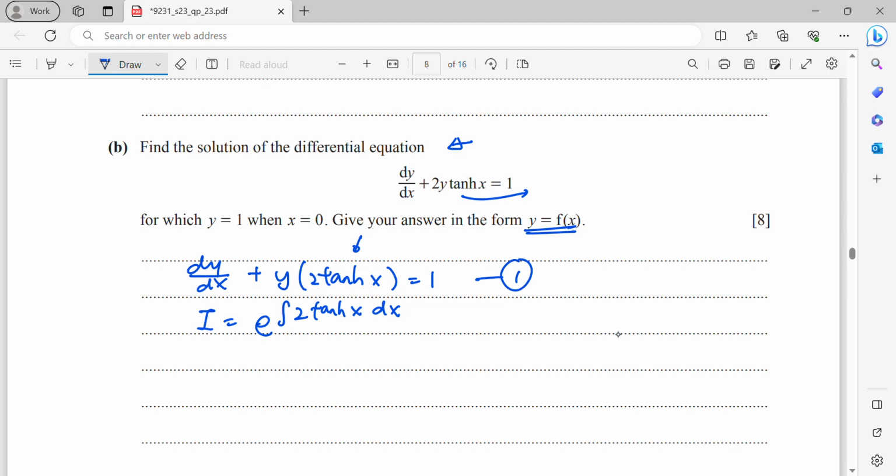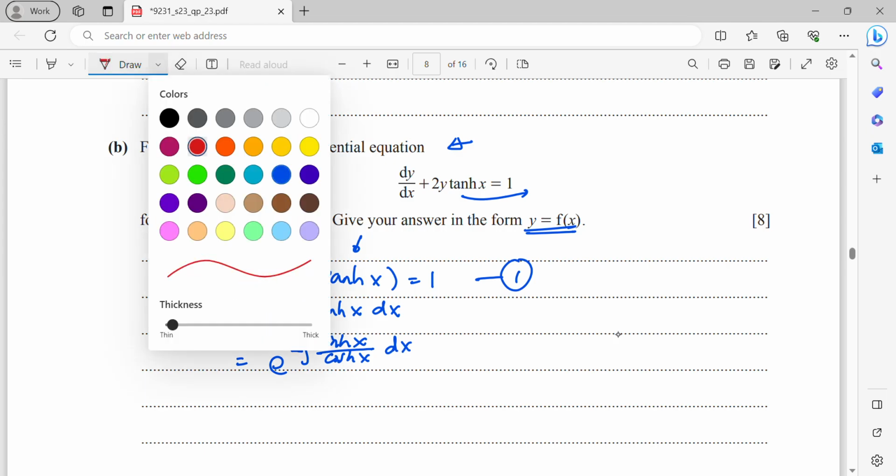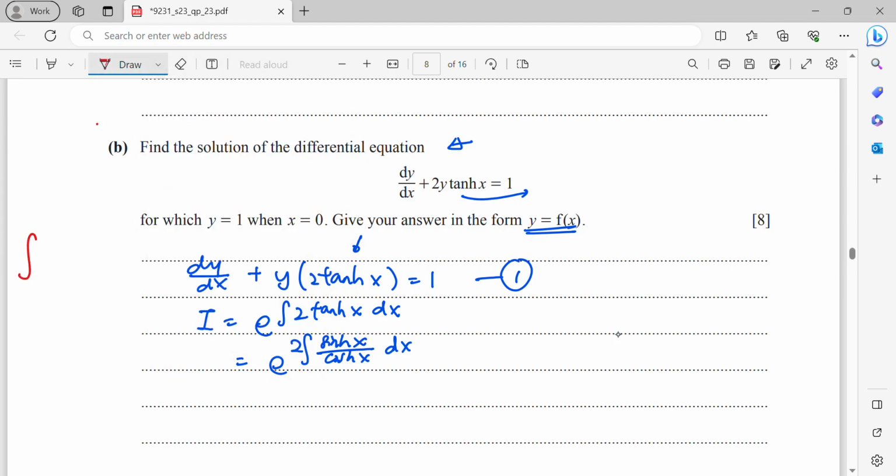To integrate this, it will be the exponential of the integral, so the 2 can be taken out. Tanh x is sinh x over cosh x. Then to integrate this sinh x over cosh x, we need to use the ln formula. The ln formula is: the integral of f'(x) over f(x) is ln f(x), which means the numerator is the differentiation of the denominator.